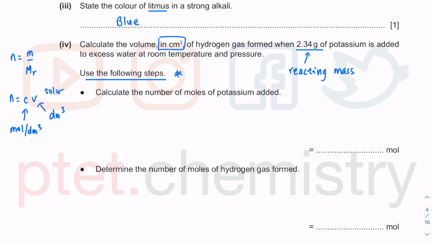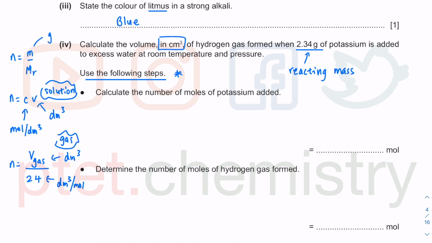Bear in mind that is to do with solution, and then we also have mole equals volume of gas divided by 24, which is in dm cubed per mole, and therefore the volume of gas must be in dm cubed. That is for gas there. Whereas for mass over Mr, that mass is in gram, and Mr is in gram per mole there. So we have 3 different formulas. We need to be careful about which one we use.